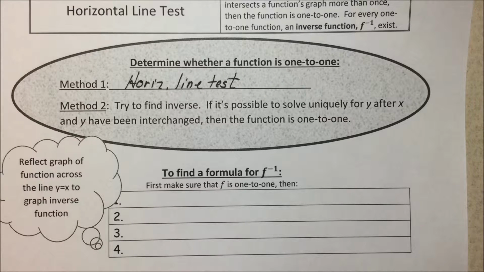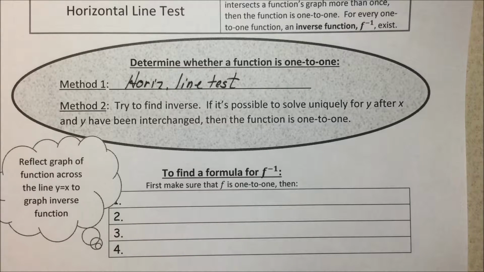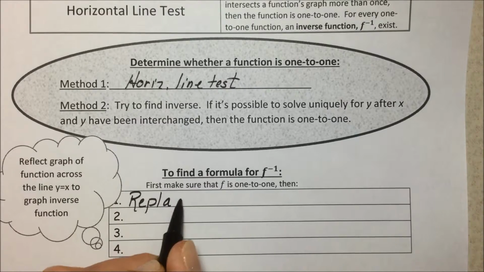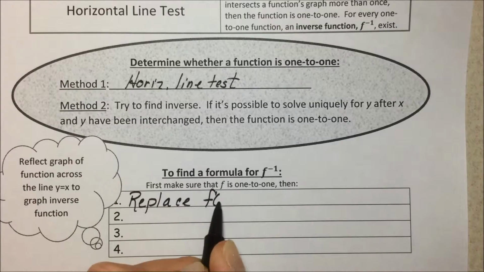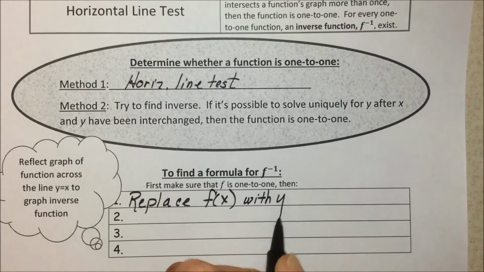So how do we find the inverse? In f to the negative 1, this is not an exponent, it's the notation for the inverse. So to find a formula for the inverse function, they have a little note here to make sure that it is one-to-one, and by looking at a graph we can determine that. But our first step is to replace the function notation with y.